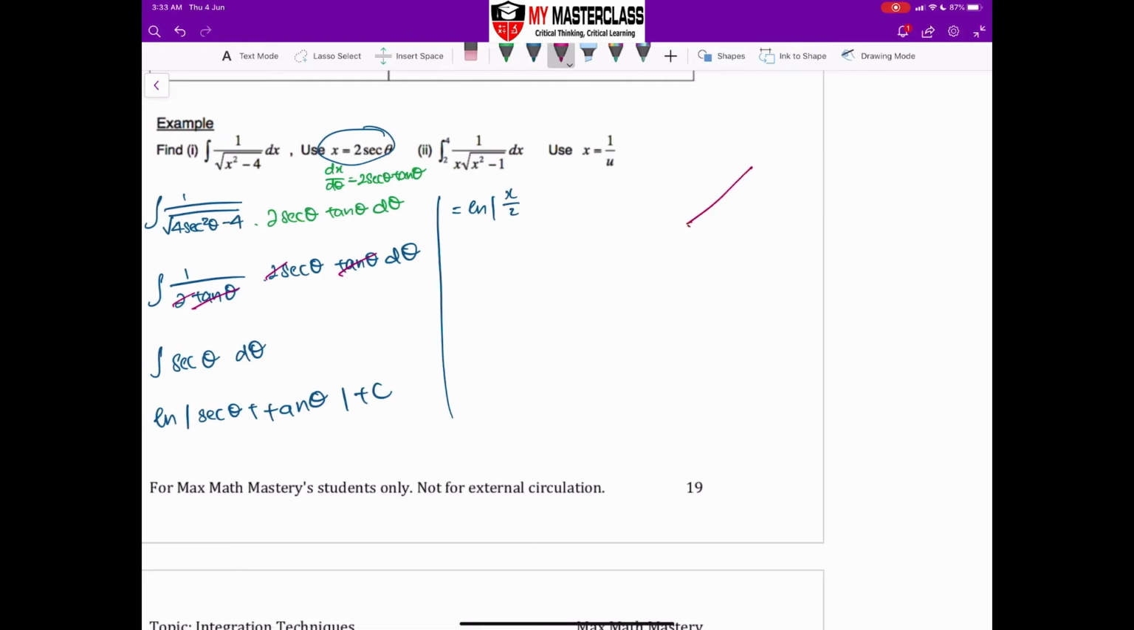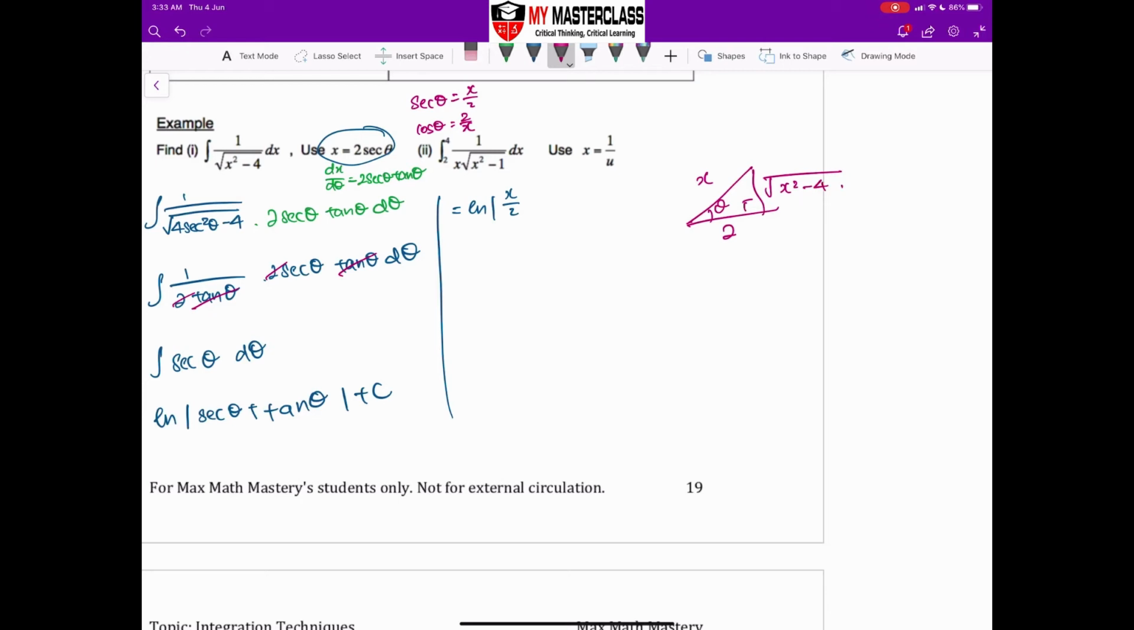What I'm going to do is draw a triangle. I'm going to put a theta. Of course, it's a right angle triangle. So if secant theta is equal to x over 2, cosine theta will be equal to 2 over x. Using SOHCAHTOA, cosine is adjacent over hypotenuse, so you know that adjacent is 2. Your hypotenuse is x. This will give me the opposite as square root of x squared minus 4.